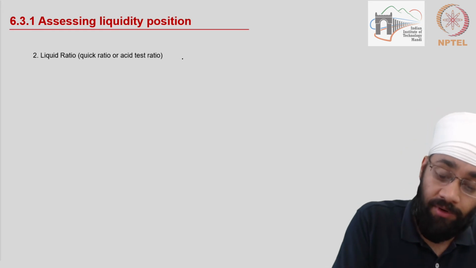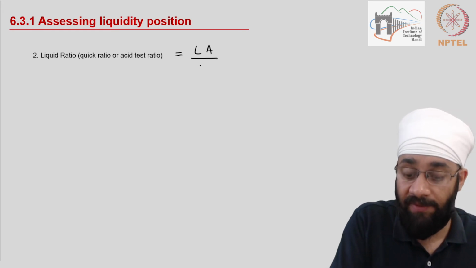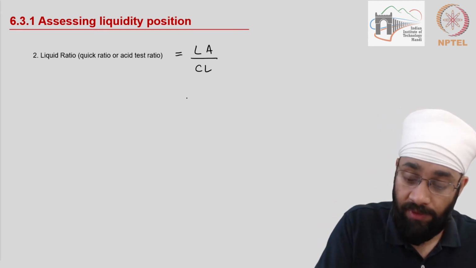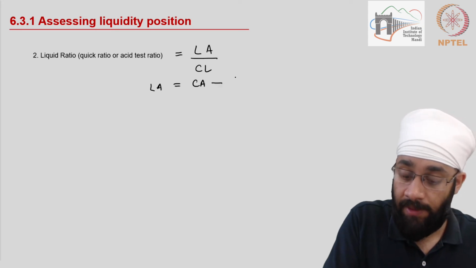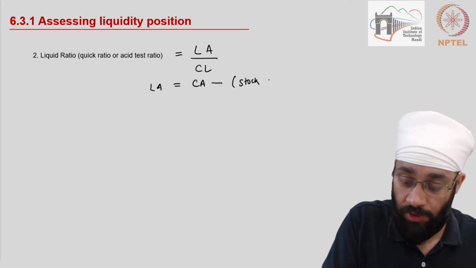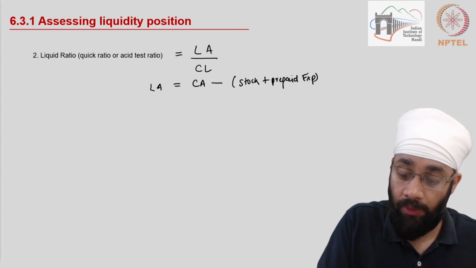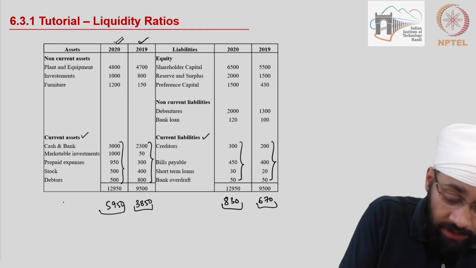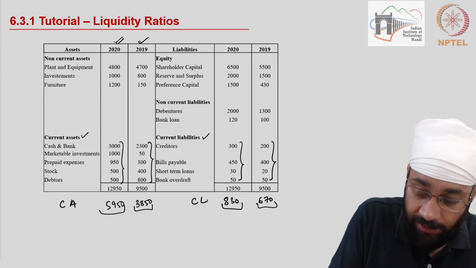For liquid ratio, we will have to use the liquid assets and divide the liquid assets by current liabilities. And we know that liquid assets are equal to current assets minus the stock and prepaid expenses. So we have to calculate liquid assets. I'll go back to the balance sheet. These were the current assets and these were the current liabilities.